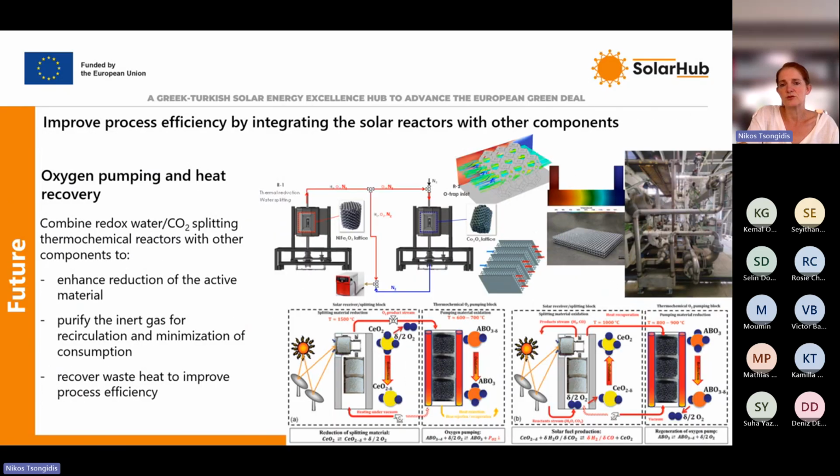And finally, introduce other concepts into the process of solar fuel production that would involve recycling of inert gas back into the process by using purification components that would purify, remove the oxygen from the inert gas and allow its reuse, and in this way minimize the consumption of inert gas, as well as the recovery of waste heat.